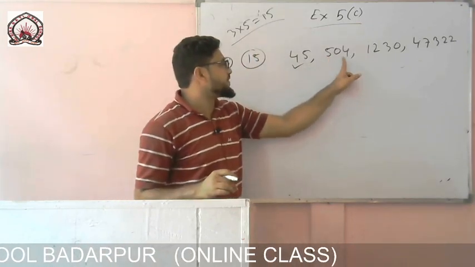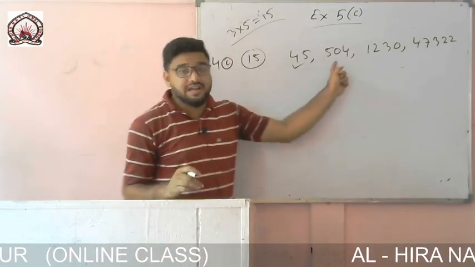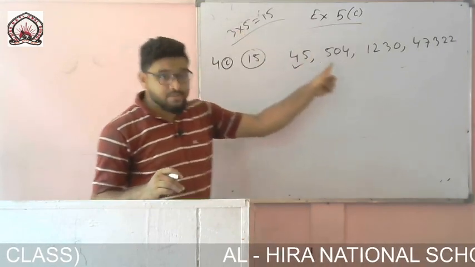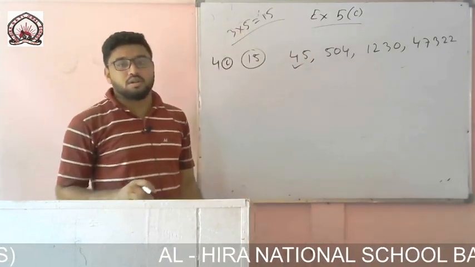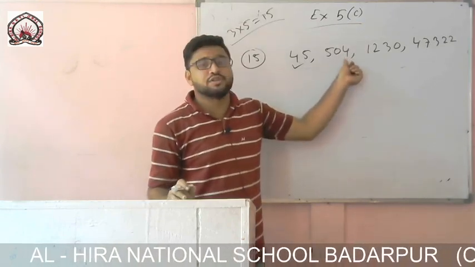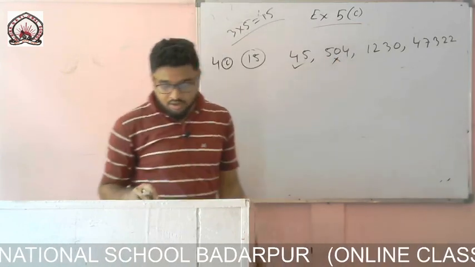504, 5 plus 4 what? 5 plus 4 is 9. So it is divisible by 3. Now we need to check whether it is divisible by 5 or not. To check the divisibility by 5, we need 0 or 5 in the unit place, but it is 4. So it is not divisible.